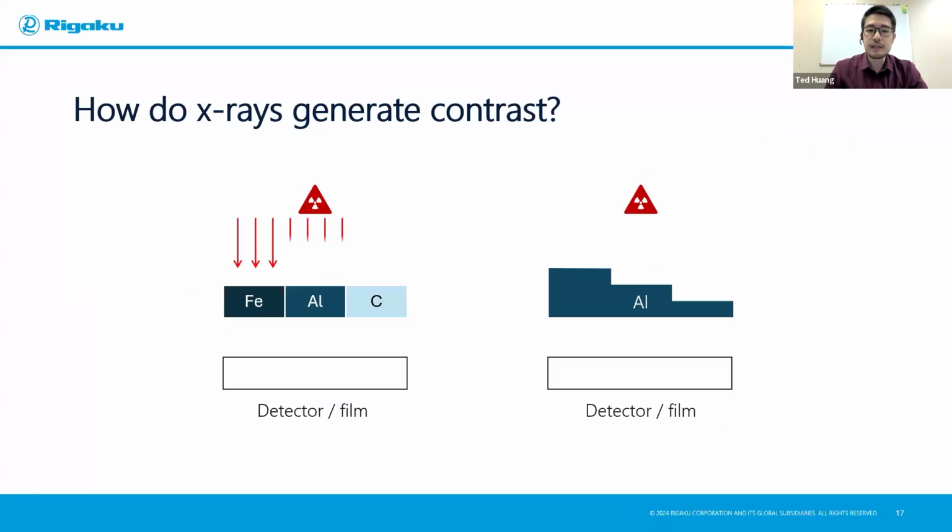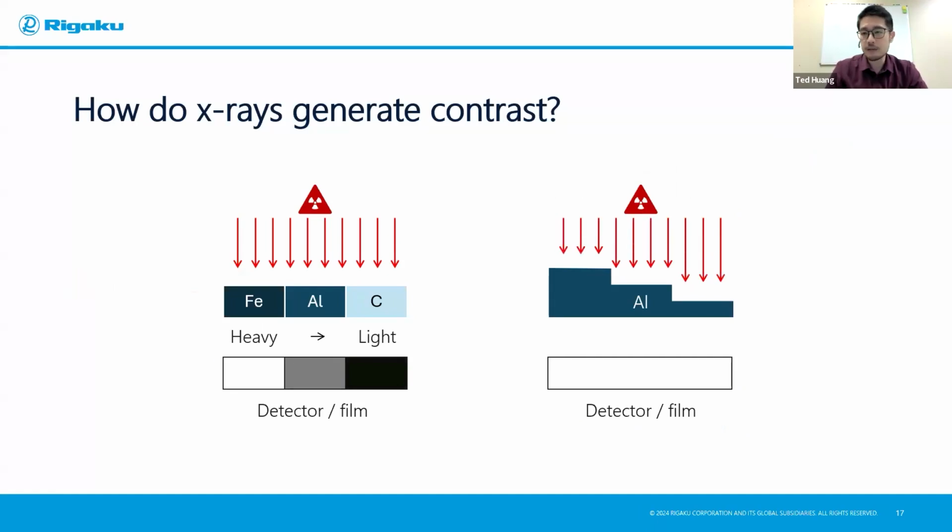So for example, here you shine an X-ray on different types of materials, from the heavy to the light ones. You can expect different contrast showing up at your detector or on your film. The same goes for the thickness of your sample, that you can see different contrasts based on how thick they are. So with that, we have the contrast between different phases.